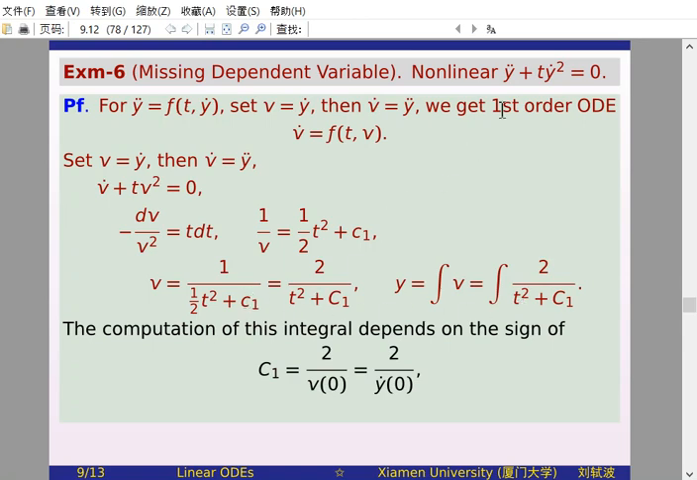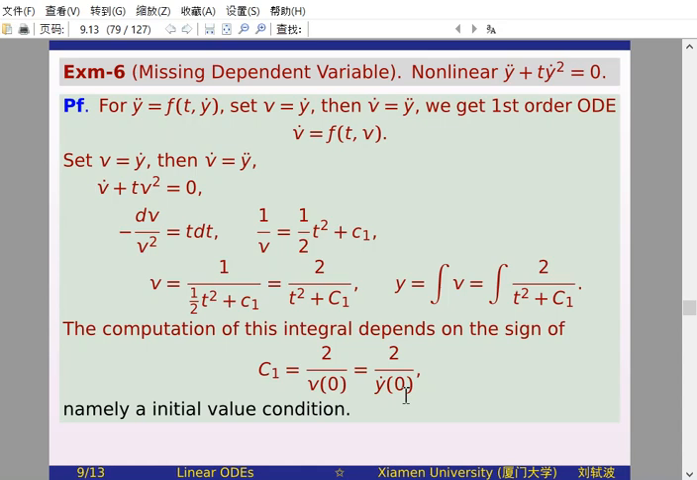C1 is determined using the initial value condition. V is y prime. Therefore, let t equal 0 in the expression of v. We will see that c1 is 2 over v0, that is 2 over y prime 0. So the sign of c1 depends on the initial value condition. If y prime 0 is positive, then c1 is positive. If y prime 0 is negative, then c1 is negative. And y prime 0 could not be 0.